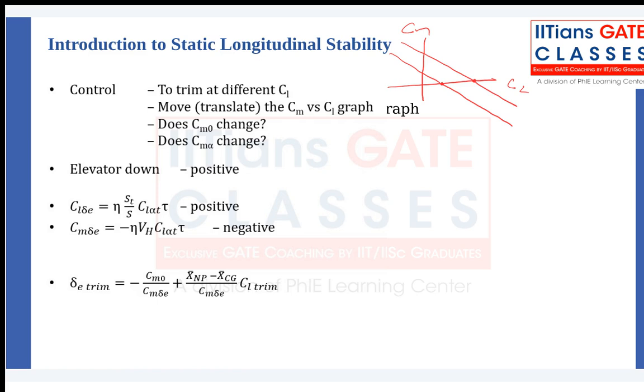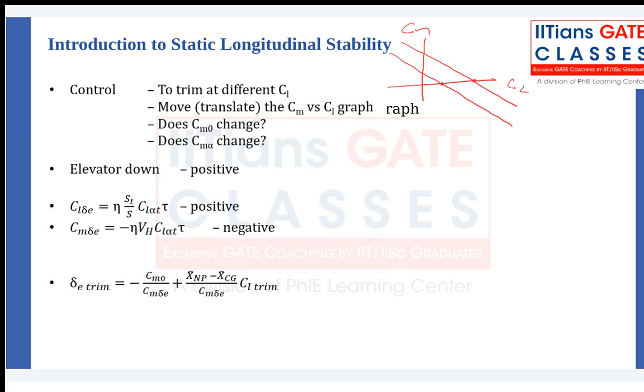So does CM not change or does CM alpha change? What changes? CM naught, correct. So only the CM naught changes. It doesn't change the CM alpha. Hence, the control doesn't affect the stability. All right. So our convention is deflection of elevator down is considered positive.